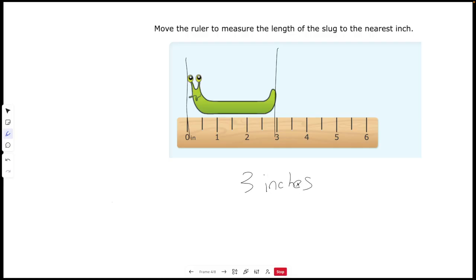Now, it's really important that you notice on a ruler, usually there's a little bit of a gap between where your numbers start and the edge of the ruler or the tape measure. So make sure that you start at the numbers, not necessarily the edge.